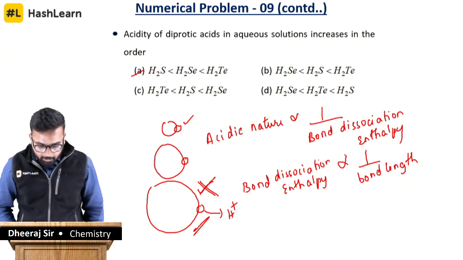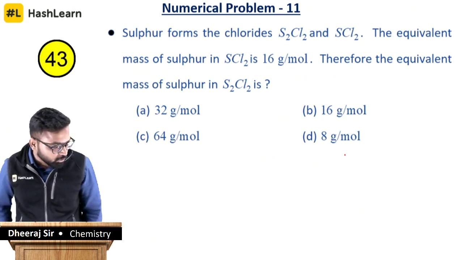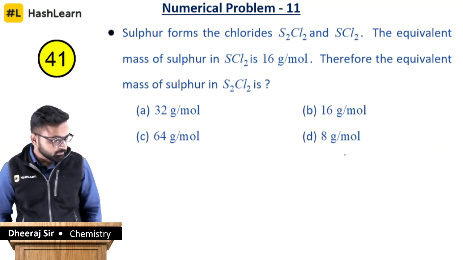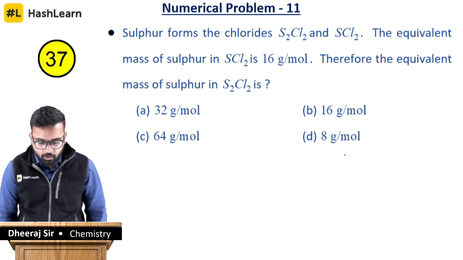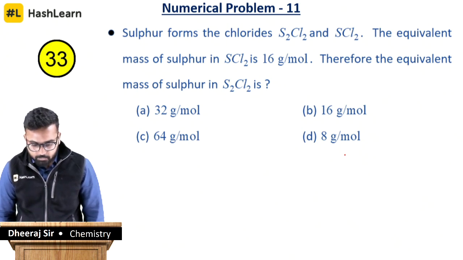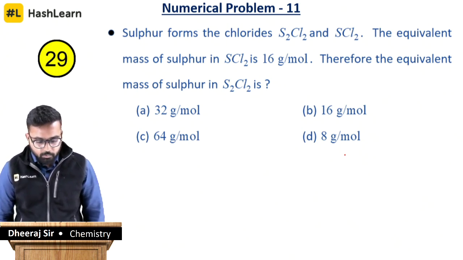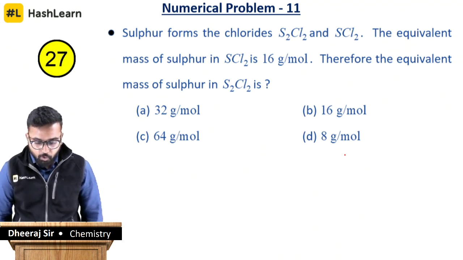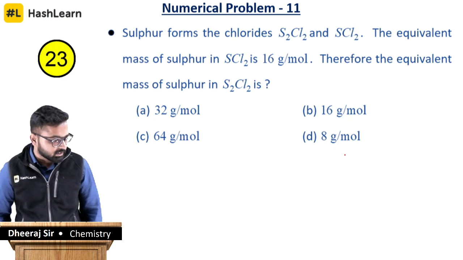Meanwhile, when you let me know, we will proceed to the next question, which is the 11th question. Go for it. Sulfur forms the chlorides S2Cl2 and SCl2. The equivalent mass of sulfur in SCl2 is 16 grams per mole. Therefore, the equivalent mass of sulfur in S2Cl2 is?